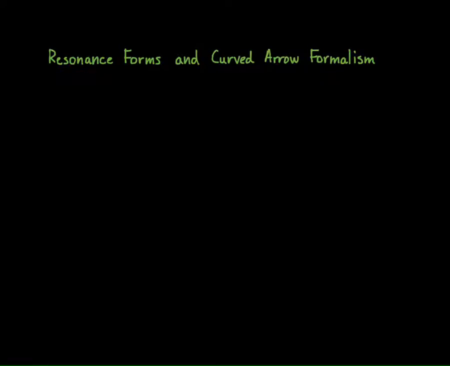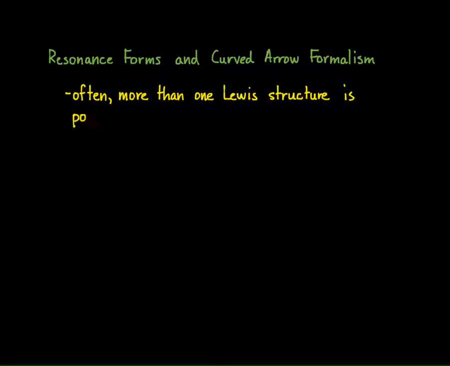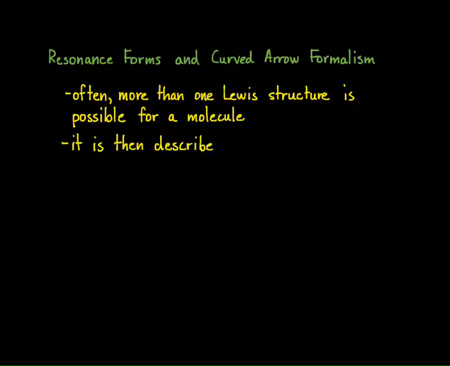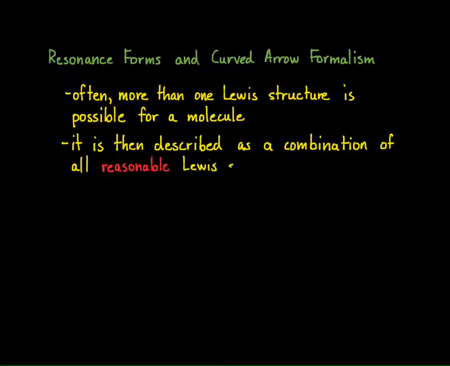Now that we have reviewed how to draw Lewis structures of molecules, we're going to take a moment in this video to discuss resonance forms. Oftentimes, more than one Lewis structure is possible for a particular molecule, and when this occurs, the true structure of the molecule is described as a combination of all reasonable Lewis structures, called resonance forms, right?